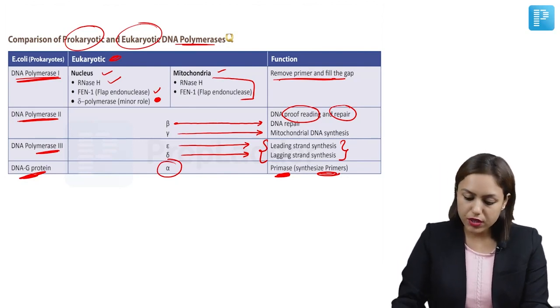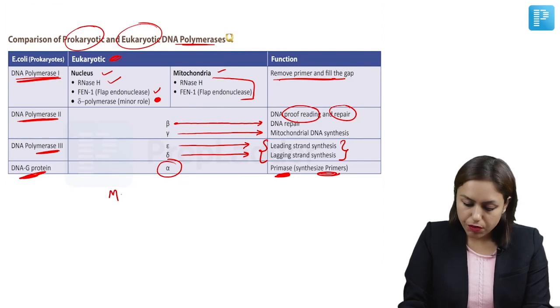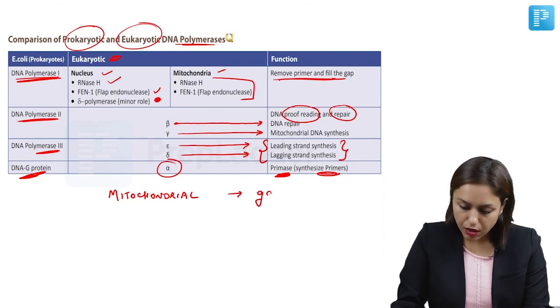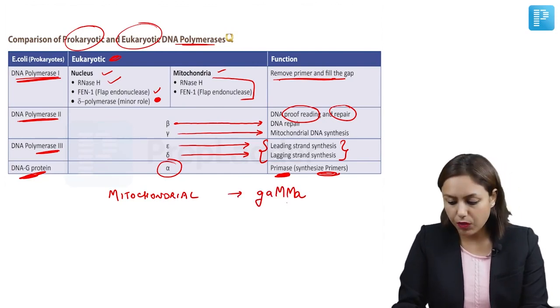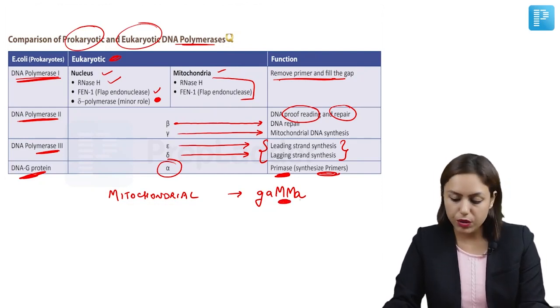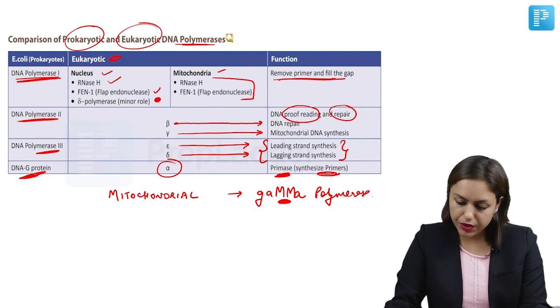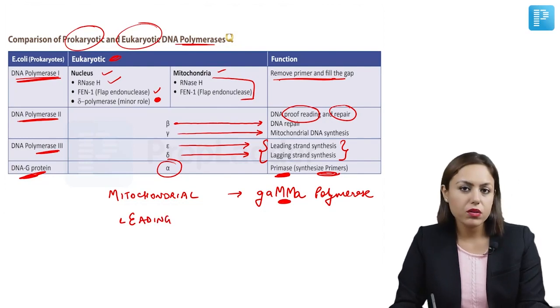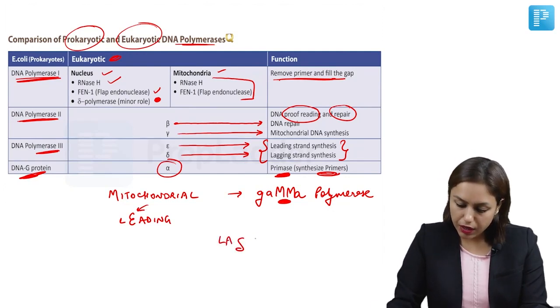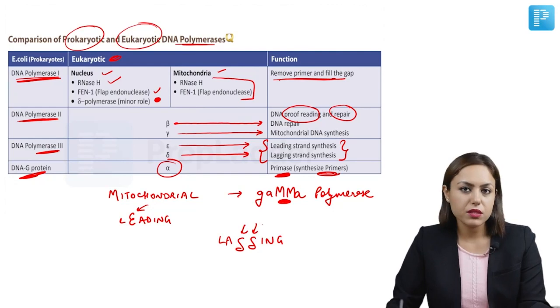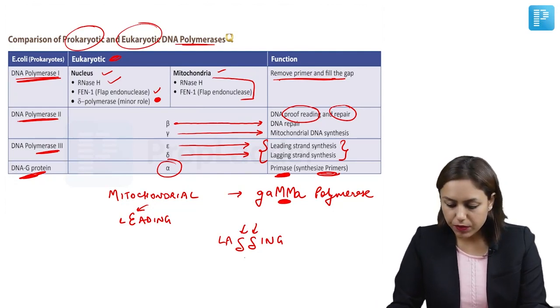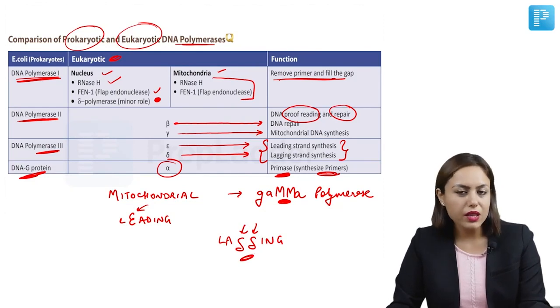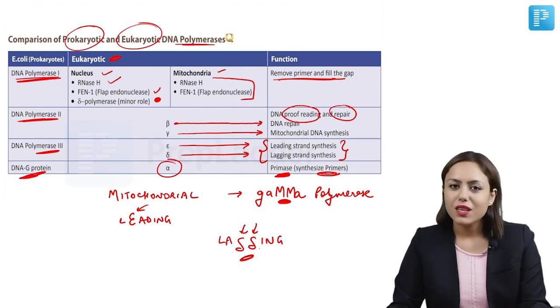This table is very important. You have to learn it. A few mnemonics I will give you here. So mitochondrial DNA synthesis, gamma. Okay, gamma. M for mitochondria, and there are two M in gamma polymerase. Then when you write leading, make a big E here in leading. So epsilon polymerase for leading strand. Then write lagging. Instead of G, make it like this. In lagging, you can see delta here. So lagging strand is made by delta polymerase. Easy to learn this way.